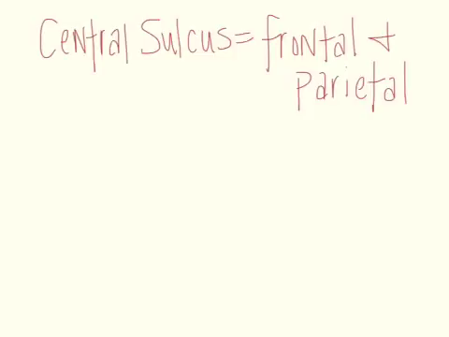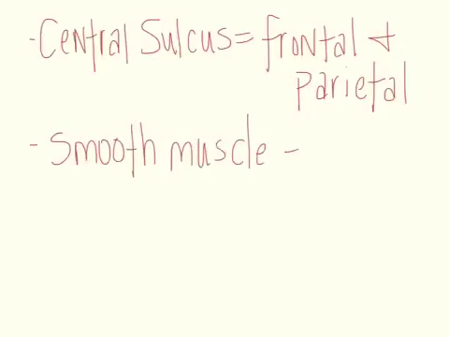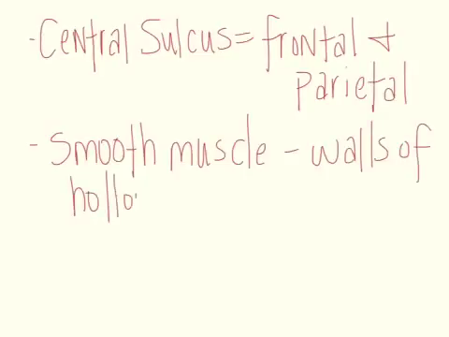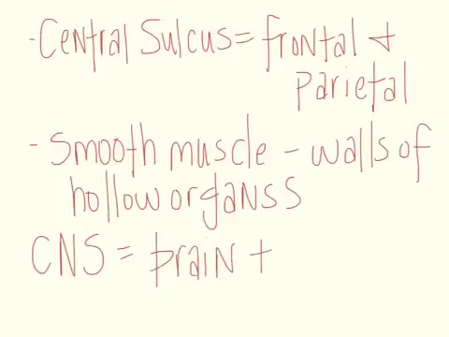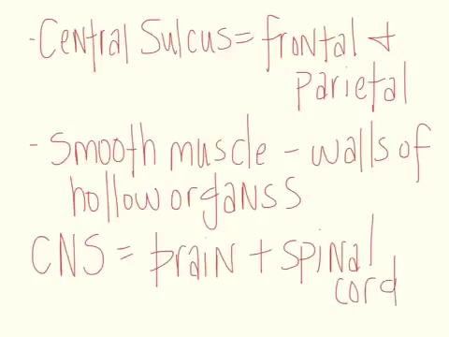Okay. The other thing to be sure that you know is that smooth muscle is located in the walls of hollow organs. Also, remember that your central nervous system contains your brain plus your spinal cord. So your central nervous system contains your brain and your spinal cord.